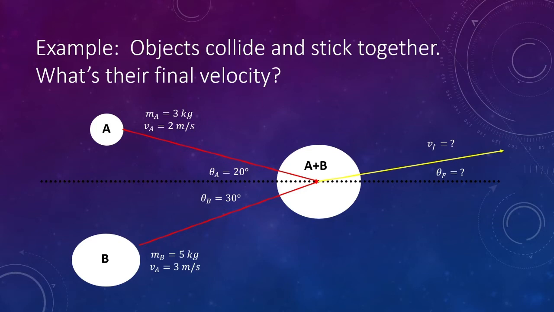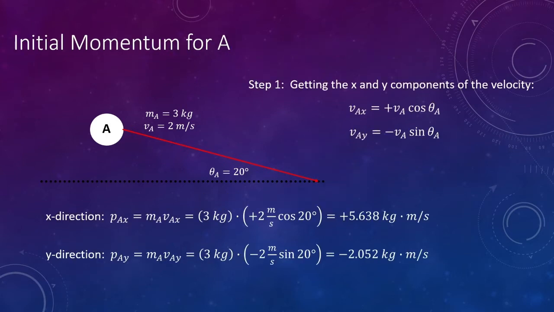And so we'll look at first the momentum of A, separate it out into the x and y pieces, then we'll do momentum of B, separate it out into the x and y pieces. So let's start with object A, and I'll remove everything else from the picture. So there we have object A. It has a mass of 3 kilograms, it's going at 2 meters per second, going down at an angle of 20 degrees off the horizontal.